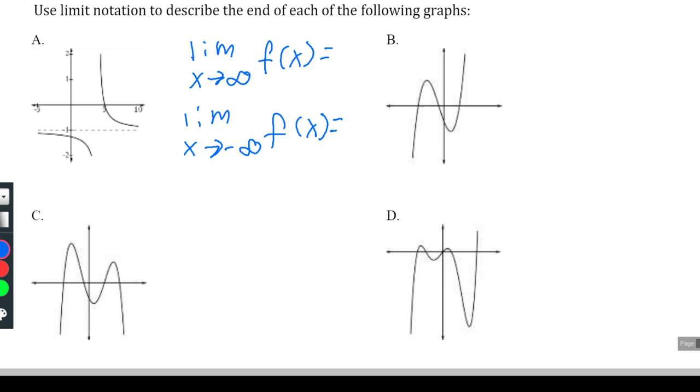So anybody want to shoot a guess for when x gets really, really big, meaning really, really far to the right, what value is it approaching? So that's right here. -1, exactly. So it's saying as x gets really, really big, or far to the right, the function is going to get closer and closer to -1. And similarly, when x gets really, really small, it also approaches -1.